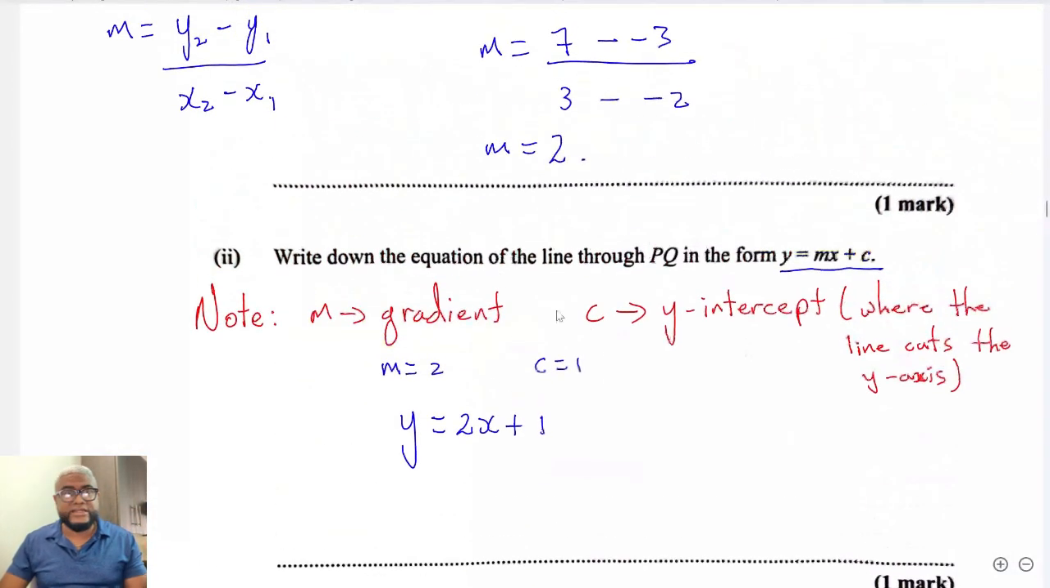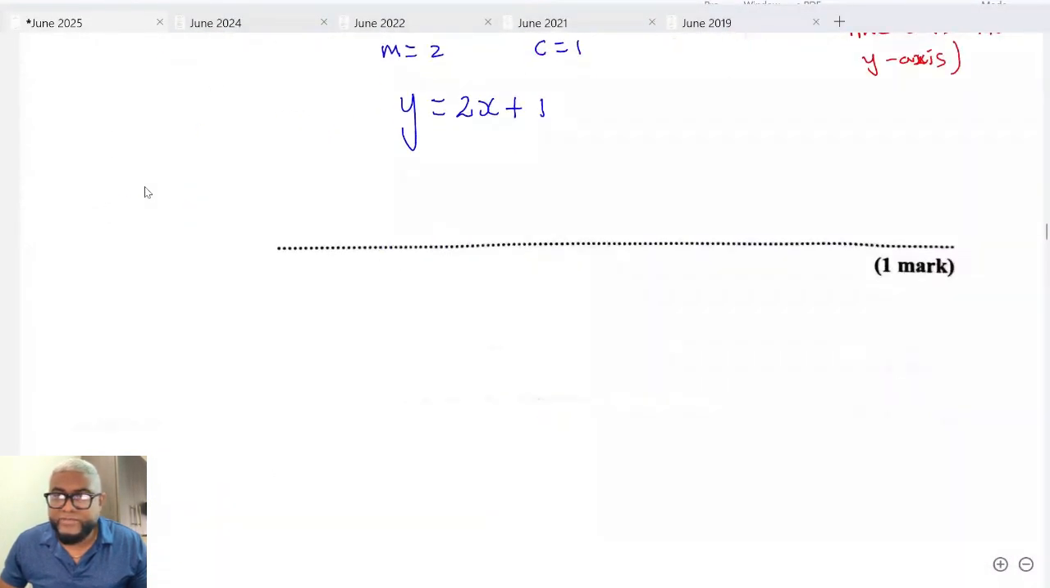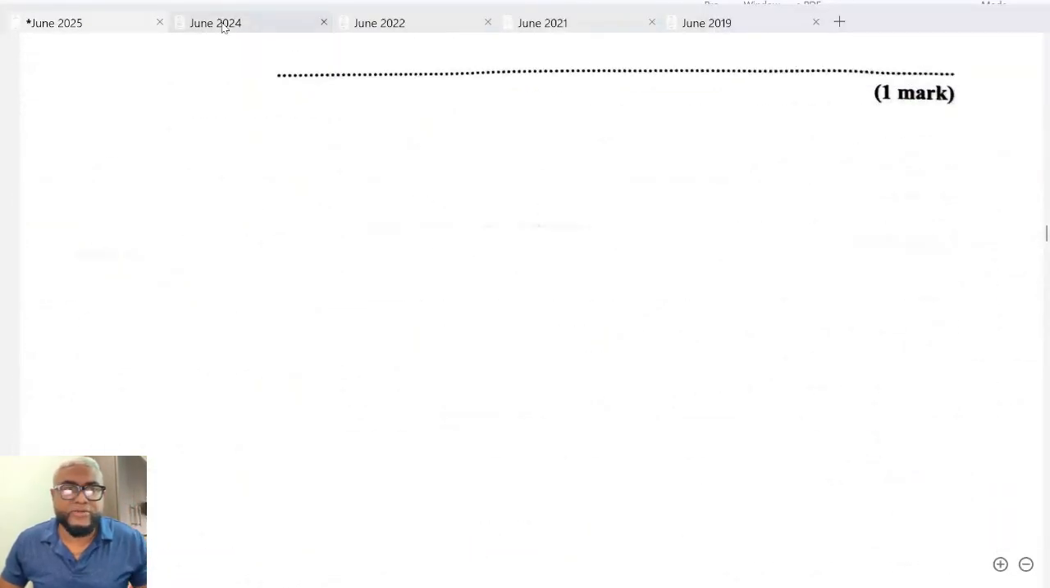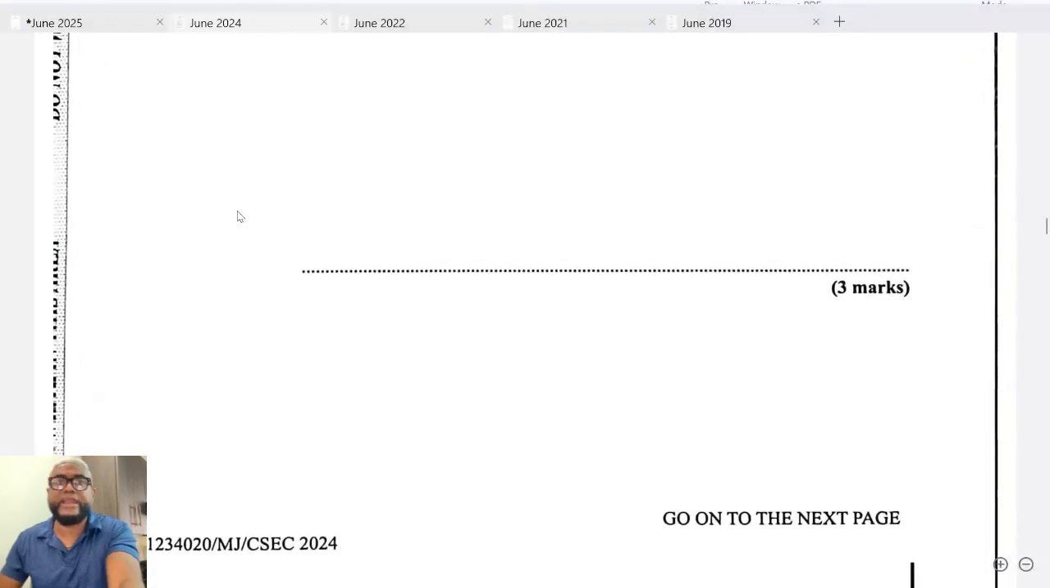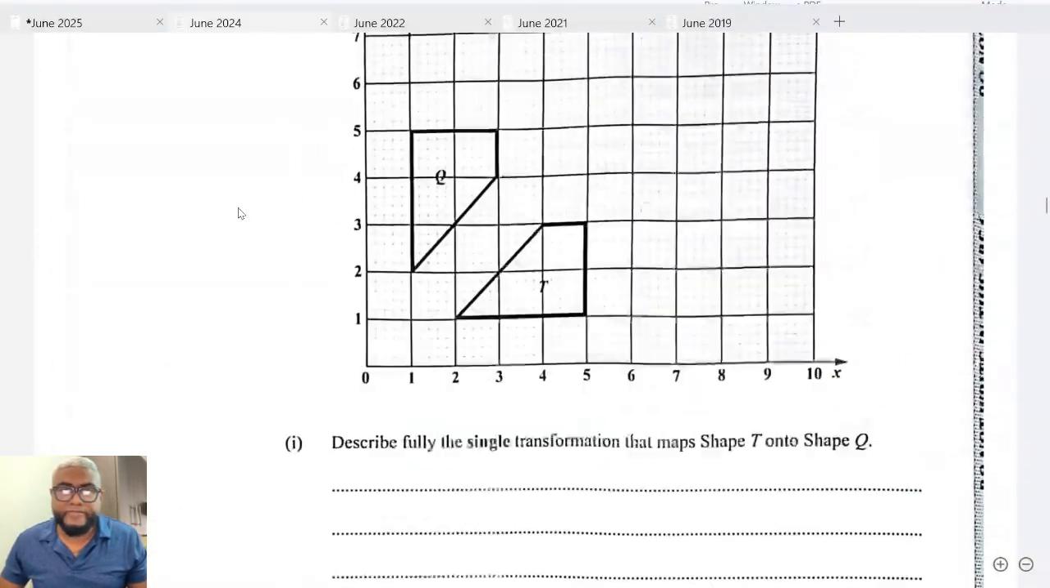Right, functions. So this question is done. So earlier we did it, there's only 2 marks for this whole paper. So the next part is functions. We're not doing functions. I want to cover all the coordinate geometry questions. So head up June 2024.